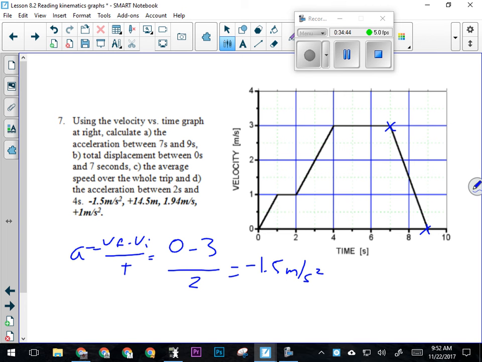No, between 7 and 9 seconds. Just count them here: 1, 2. That's 2 seconds.